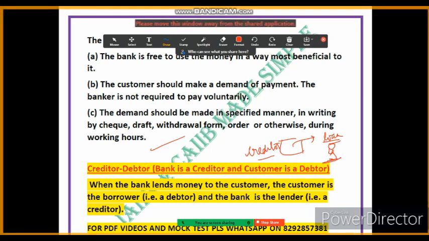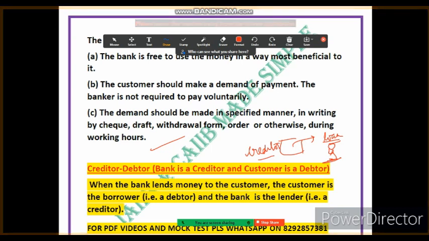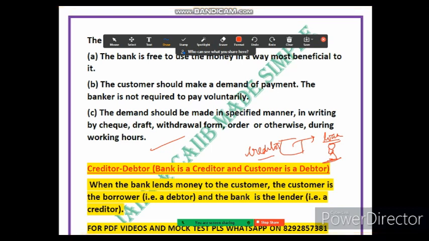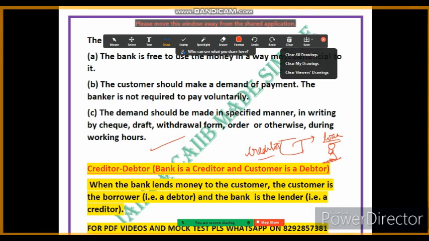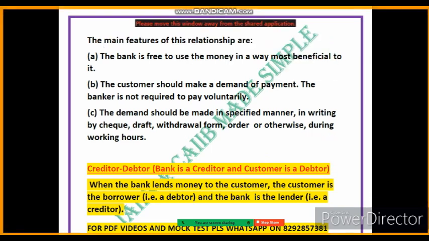So let's summarize the slide. What has been explained here? Whenever you deposit money in a bank, the bank is free to use the fund as it deems beneficial. To withdraw money, you need to make a formal demand in a specified manner, usually in writing. The bank is not obligated to pay you voluntarily. In the creditor-debtor relationship, when the bank lends money to the customer, the bank becomes the creditor and the customer becomes the debtor, with the customer having the responsibility to repay the borrowed amount. Hopefully you have understood this particular slide. I have summarized each and every fact. Now let's move to the next slide.